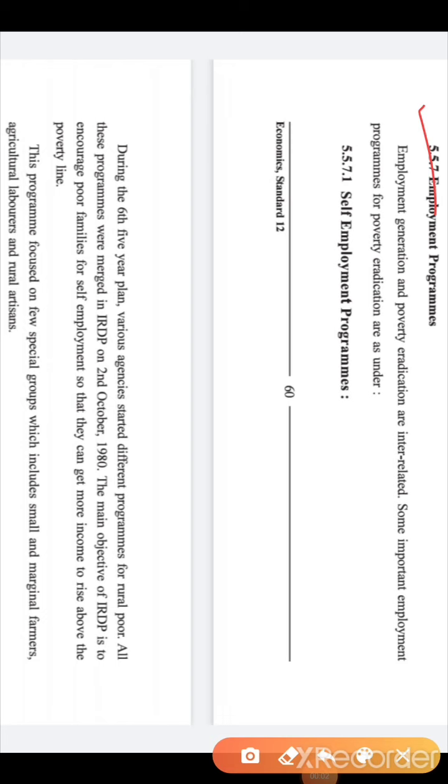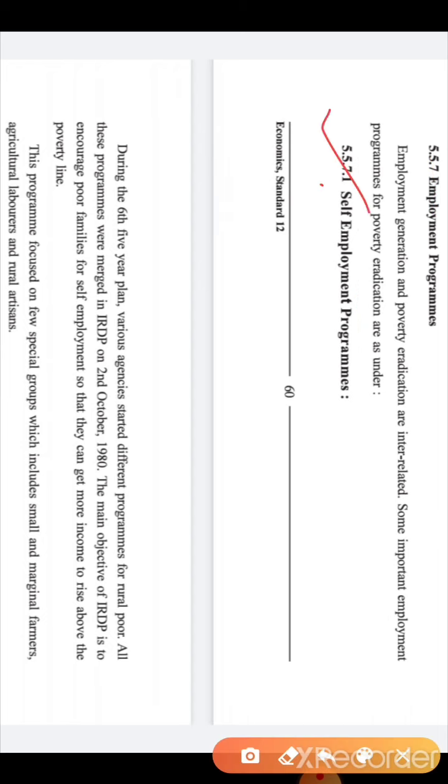Employment programs. Employment generation and poverty eradication, the removal of poverty, are interrelated. We know the reason: as people get employment, they will earn and can afford the basic necessities of goods which they require, and poverty will decrease. Some important employment programs for poverty eradication are as under.